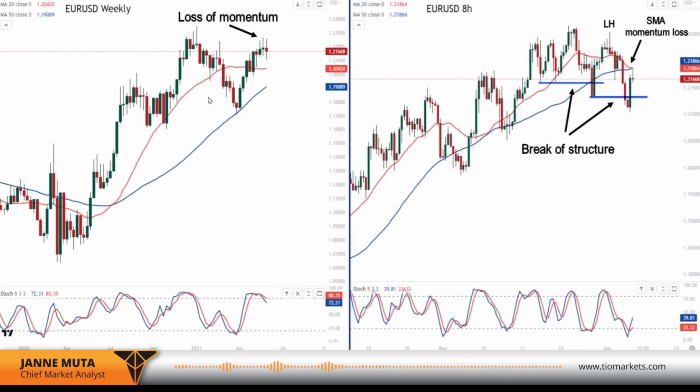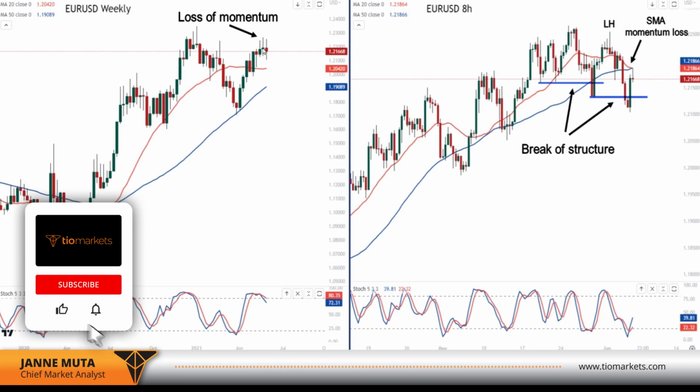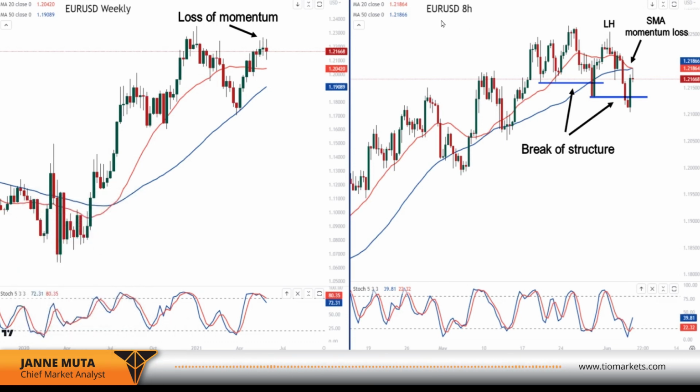On the left hand side, we have the weekly chart at the time of the market creating a lower swing high here. So that's the big picture. And then on the right hand side, we have an 8-hour chart that gives us a more detailed picture of what's happening in the price. And here we come to those tools that I mentioned earlier.